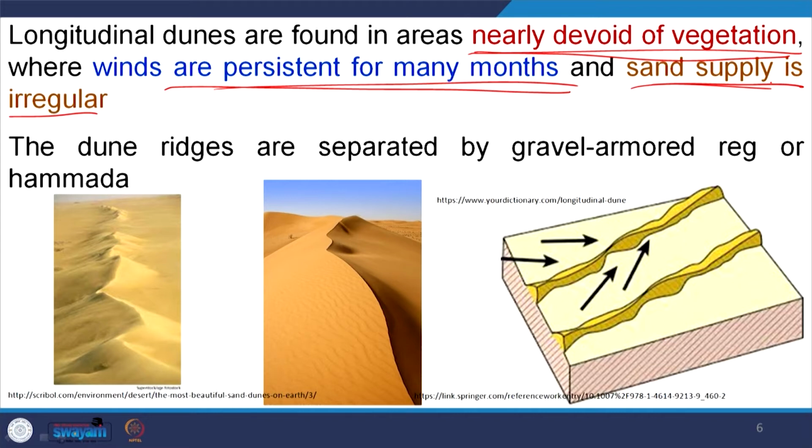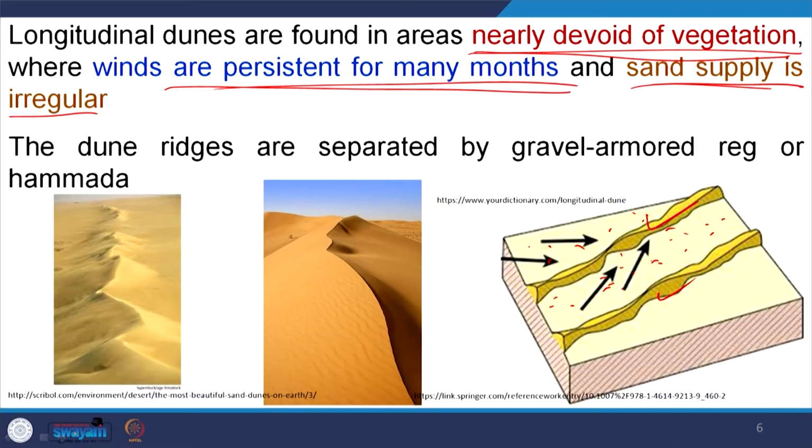So, that means these are isolated, elongated dunes. If you see these figures, this is a longitudinal dune, this is a longitudinal dune, and it is separate. This side would be hamada, either hamada or ridge will be there. So, that means these are isolated dunes for long distances, kilometers to hundreds of kilometers in length and kilometers in width, formed in areas with persistent wind direction, irregular sand supply, and less vegetation cover. So, this is the conclusion about this.